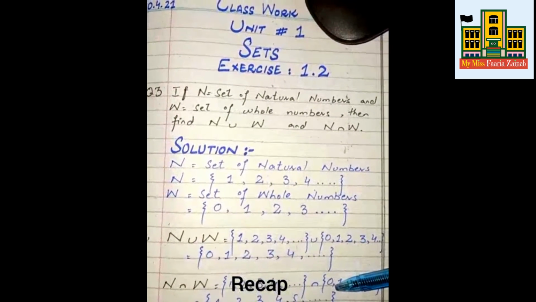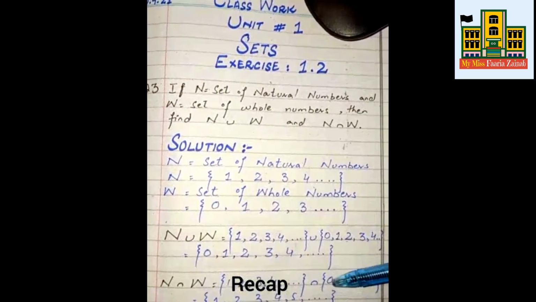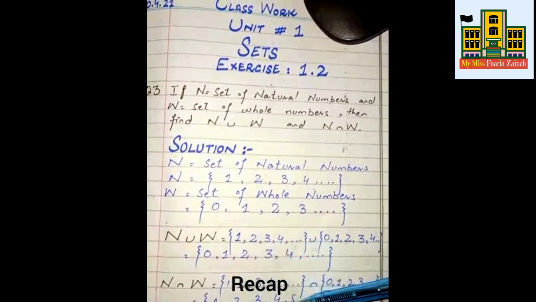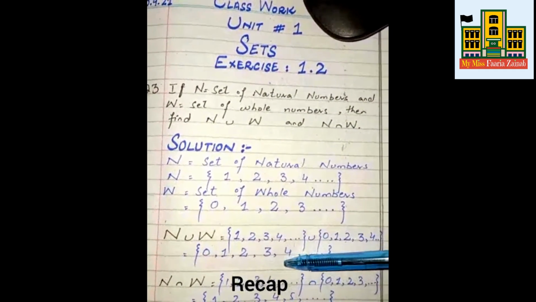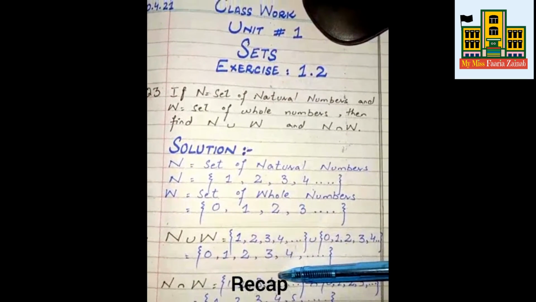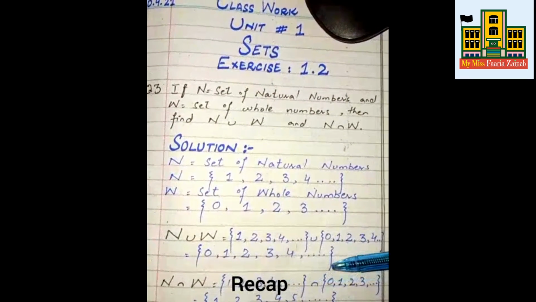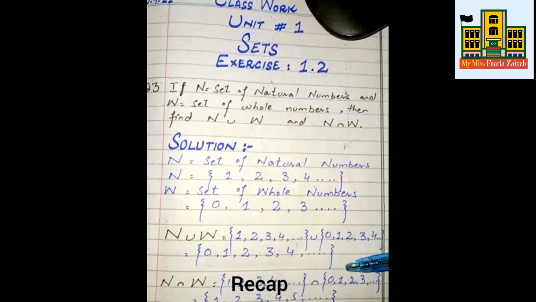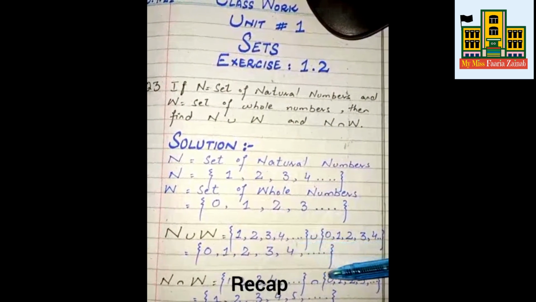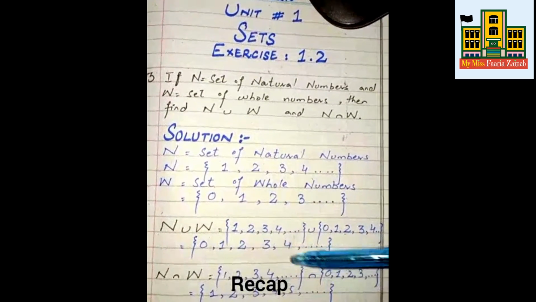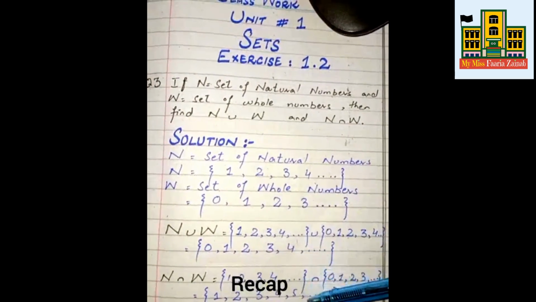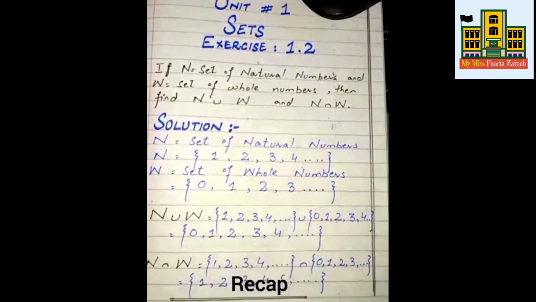And when we have to take the intersection of two sets, we know that we will write only the common elements from both the sets. Here in natural numbers we have 1, 2, 3, 4, and we know that whole numbers start from 0 and then 1, 2, 3, 4. Then we will write only the common elements of both the sets, and we know that except 0 all the elements are common, so we will write them only once.